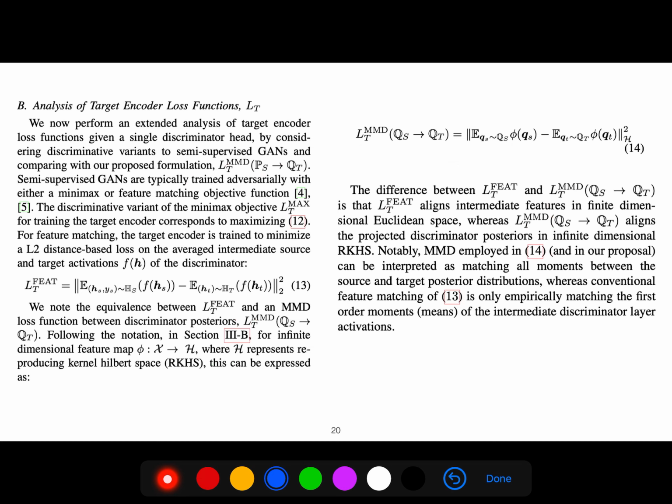And they do this analysis of target encoder loss functions. The difference between MMD and feature is that L feature aligns intermediate features in finite dimensional Euclidean space, whereas MMD aligns the projected discriminator posterior in infinite dimensional reproducing kernel Hilbert space.